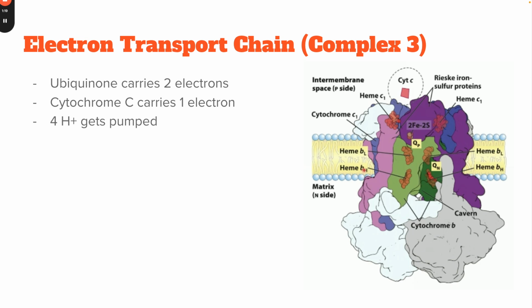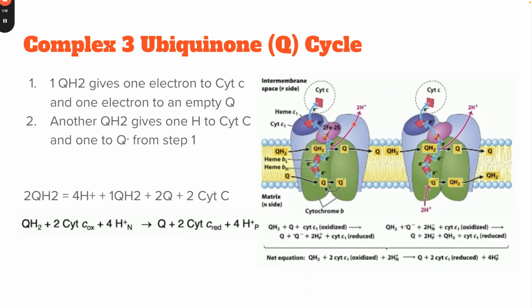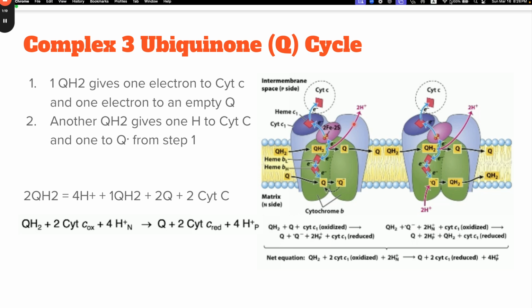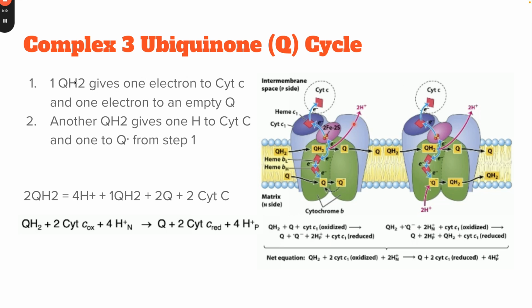So what do we have to do? We have to do a 2-step process in order to transfer all of the electrons over, and that's what we're going to call the Q cycle. So we have 1 QH2, the fully reduced version, ubiquinol. It's going to give 1 electron to cytochrome C, and that's its full capacity. And it's going to pass off 1 electron to an oxidized Q, and that creates a radical version of it because it only has 1 electron instead of 2.